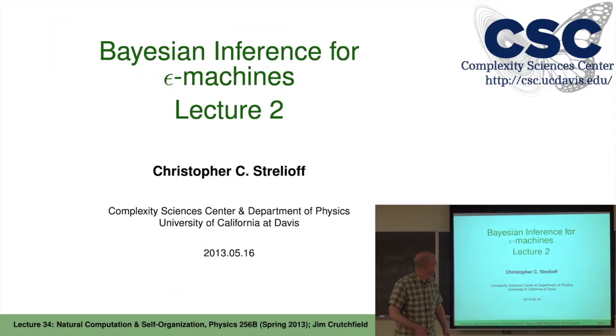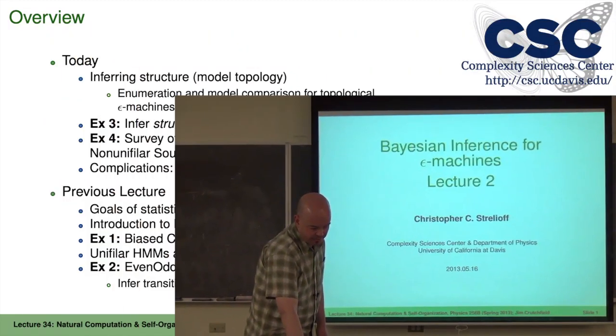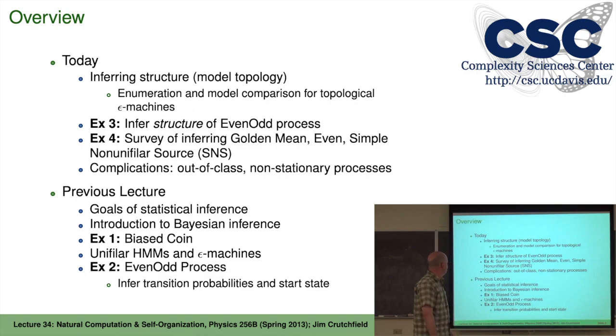All right, so this is lecture number 2 on the Bayesian inference of epsilon machines, work that I'm doing here with Jim as a postdoc. I'm going to start off with an overview of what we did last time, which was from the basics of statistical inference, a very quick introduction to Bayesian inference, and I will mention a few points on that again to give people a better sense of what exactly is happening there.